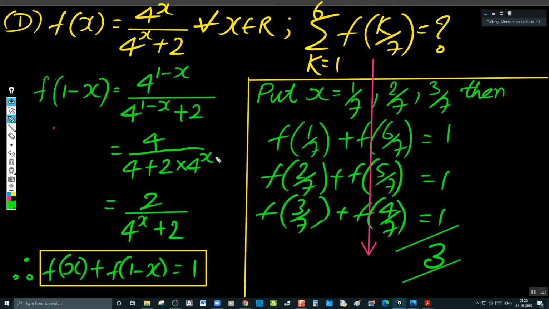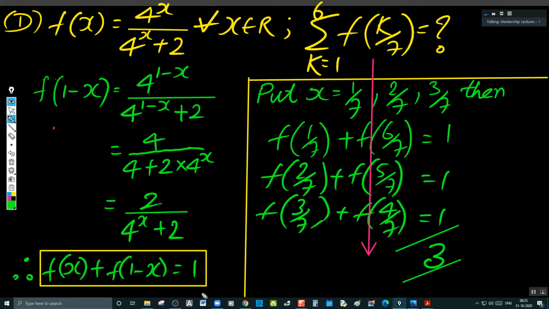This type of questions, generally we have to treat them as standard questions. Now, how to recognize them? Generally, 4 power x upon 4 power x plus 2, the denominator term is present in the numerator. And if you replace x with 1 minus x, after simplification you will get the denominator term in the numerator like this.